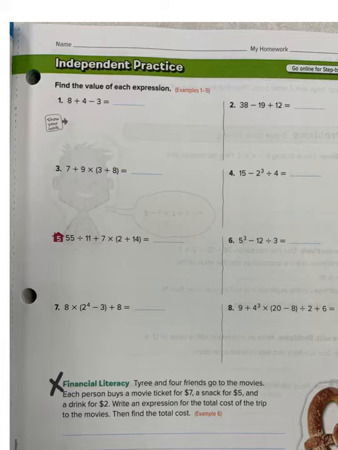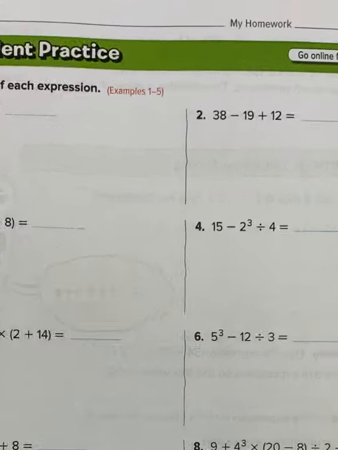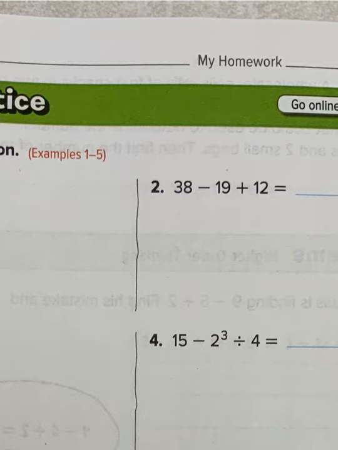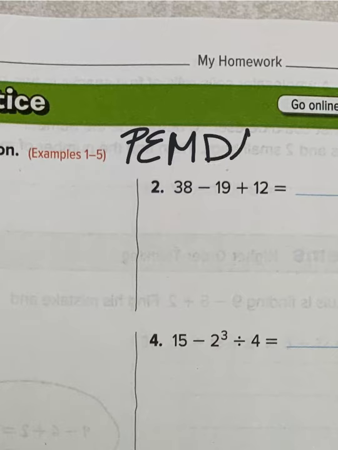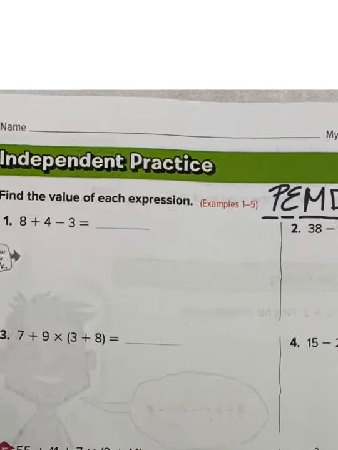When working through these next expressions, we want to remember our order of operations. One way to remember our order of operations is through the word PEMDAS, P-E-M-D-A-S, which stands for parentheses, exponents, multiply or divide, and then add and subtract. It's going to be the order we're going to be doing our order of operations.